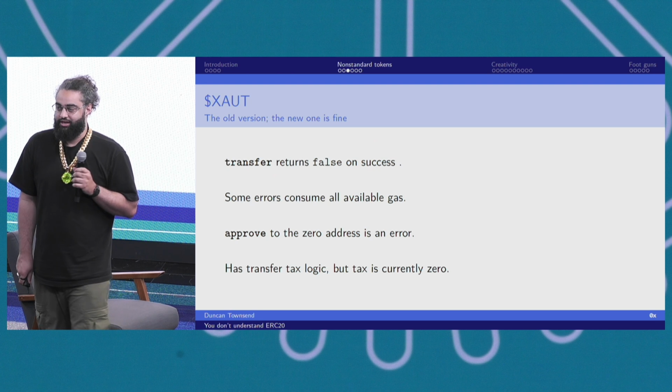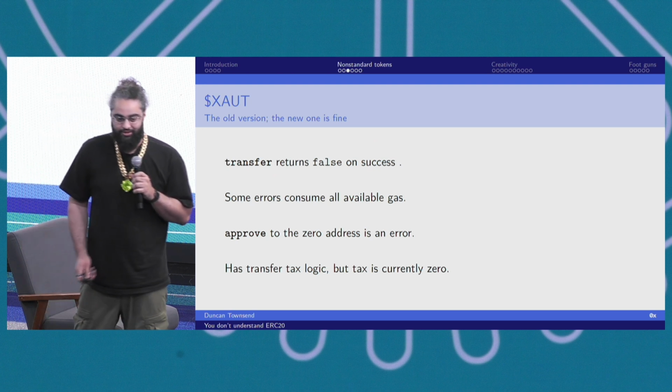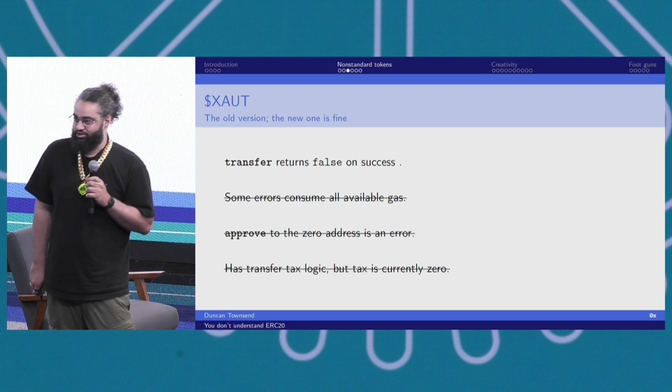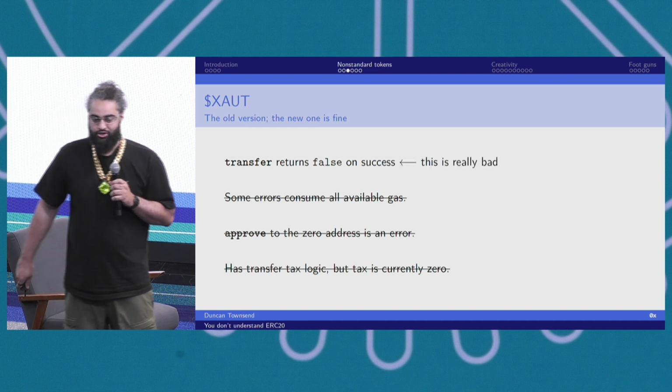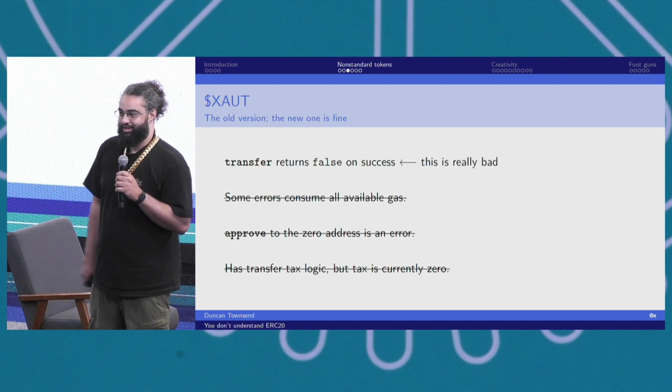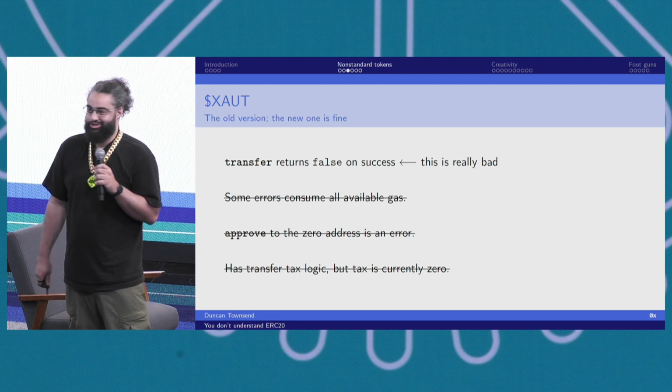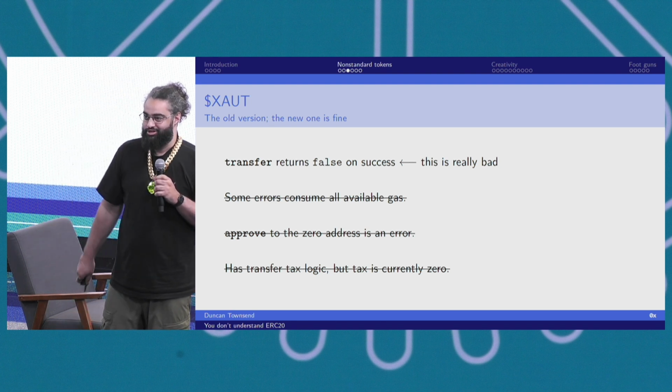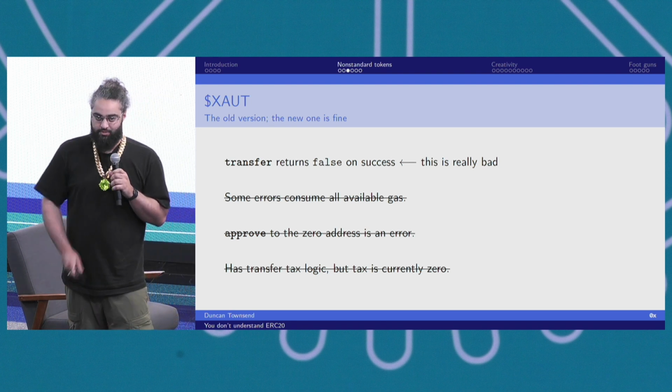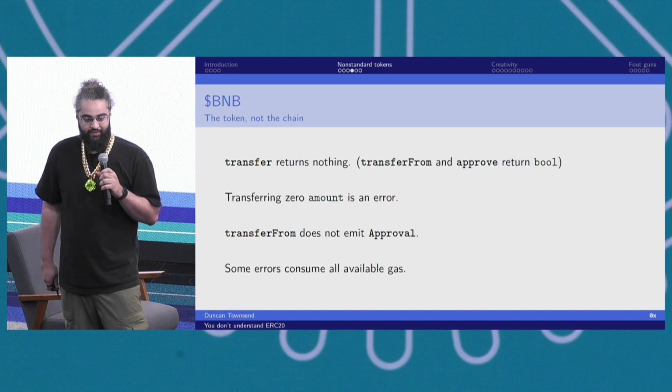Likewise, XAUT has all of these weird behaviors that I'm not going to go too deep into, but again, that first one is against the standard, and also really bad, because if you try to use safe ERC20 with this, it just doesn't work, which is why this token isn't used anymore. But it's a token that people did use, and it's a token that you should be aware of.